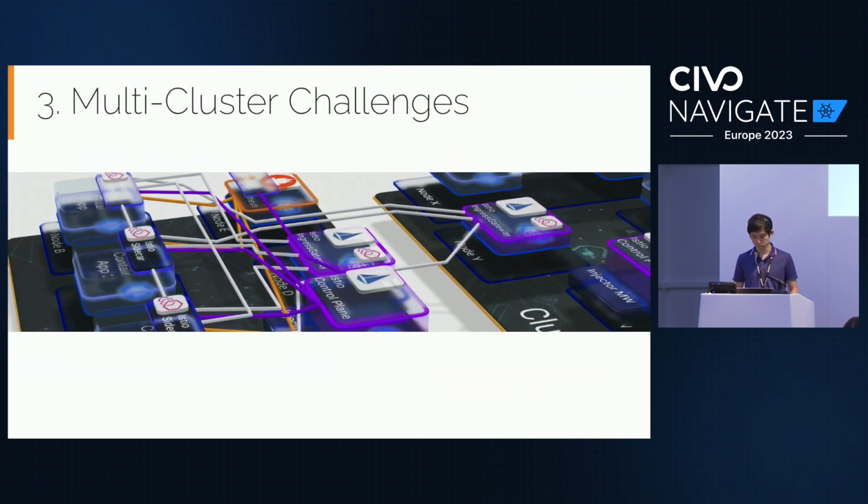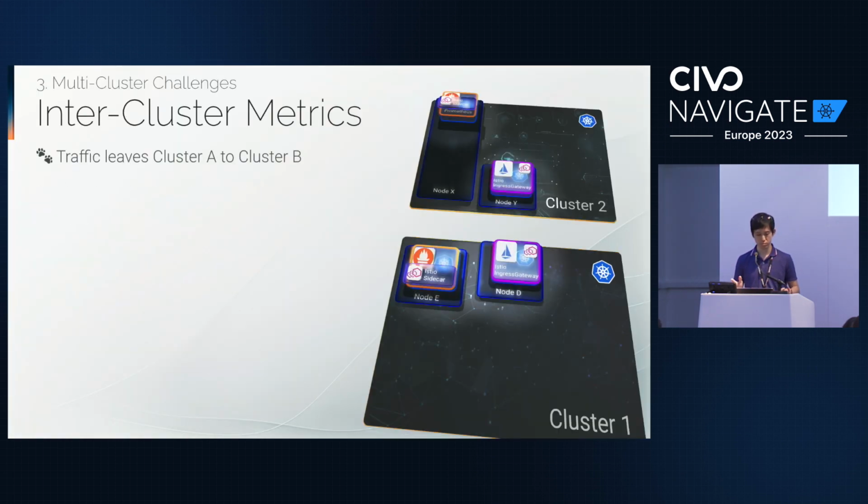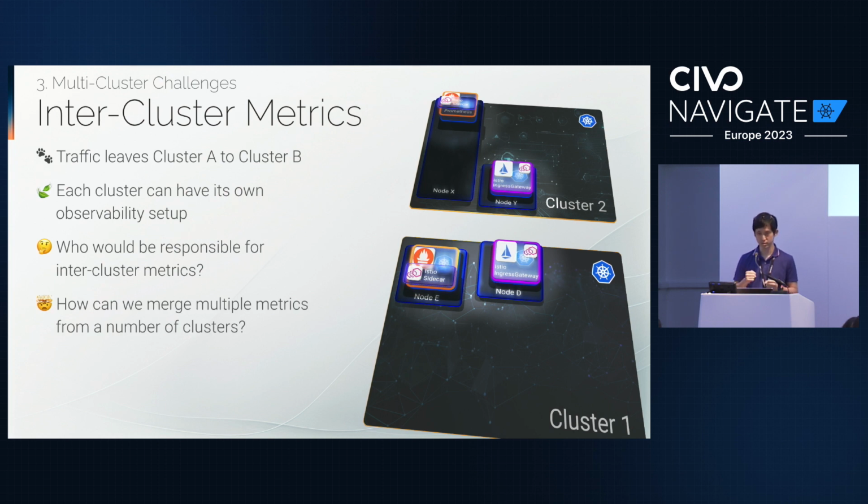So we're going to look at multi-cluster challenges. We saw the Istio ingress gateway playing a crucial part. But when it comes to multi-cluster, there is this inter-cluster traffic. Inter-cluster traffic means that cluster 1 connects to cluster 2's application. And if you have multiple of them, obviously that becomes more and more difficult. When traffic leaves from cluster A to B, who is it that needs to look at the metrics? You can have multiple clusters doing multiple metrics setups.